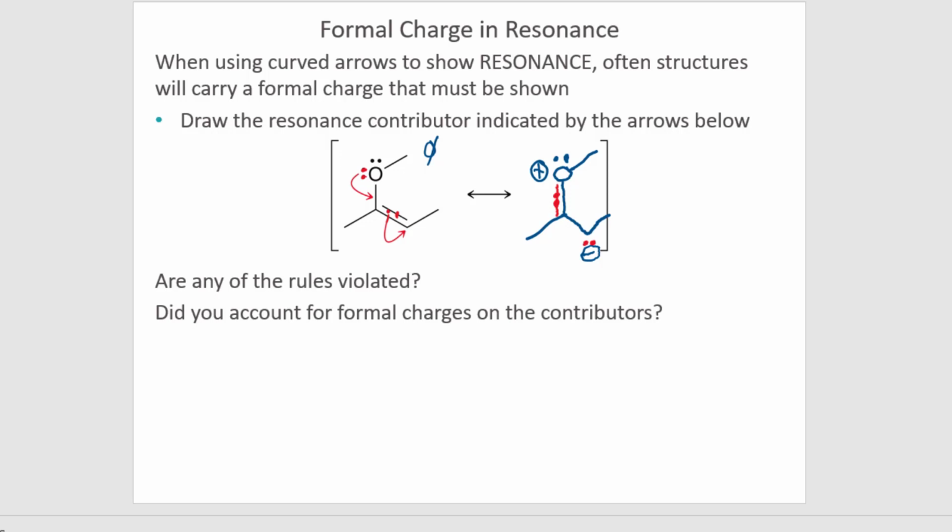Overall, if you look at the overall charge for the contributor on the right, it too is formal charge overall neutral. So make sure that your charges align. The fact that you started with an overall neutral molecule, you should end with an overall neutral molecule. If you forgot to put the negative charge and only had the positive, you'd be going from neutral to positive. That, if it's just resonance, can't be the case. So are any of the rules violated by doing this shift? And the answer is no. I only use lone pairs and pi bonds. Did we account for formal charges on the contributors? Absolutely. We checked to make sure that we didn't create or destroy any charges in the process.